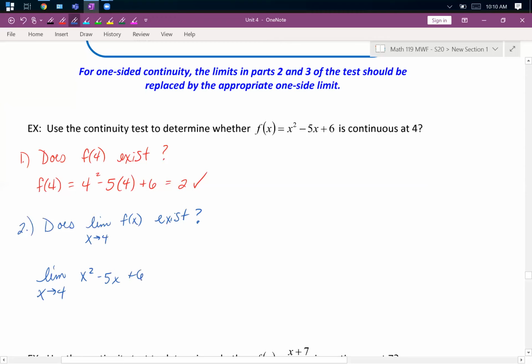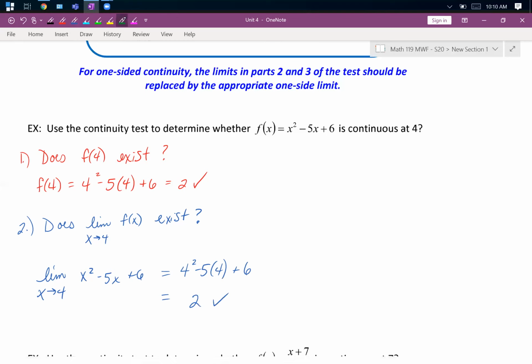Is there any reason we can't plug 4 in right now? No. Right, so let's just plug it right in. 4 squared minus 5 times 4 plus 6. That's going to give us, again, 16 minus 20 plus 6. That's going to be equal to 2. So it does indeed exist.